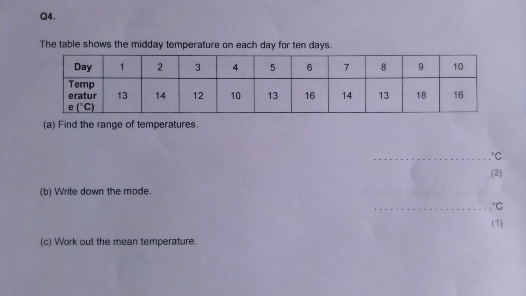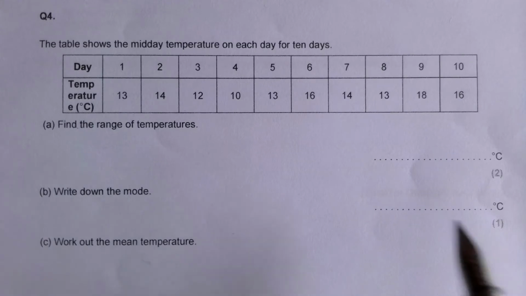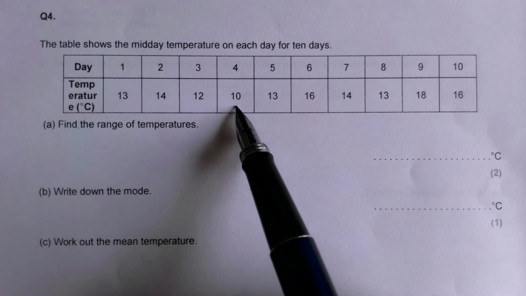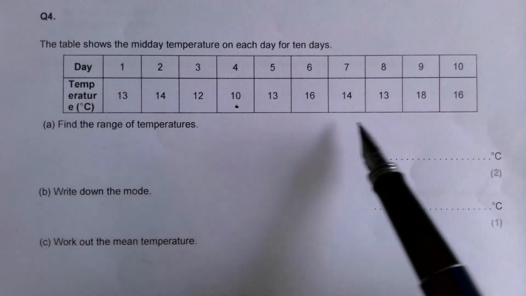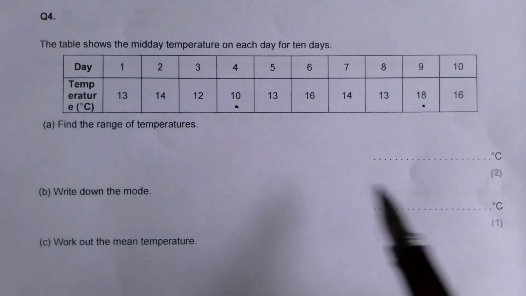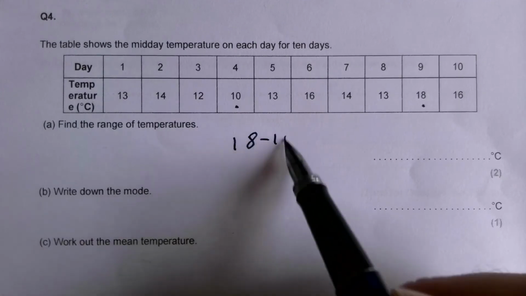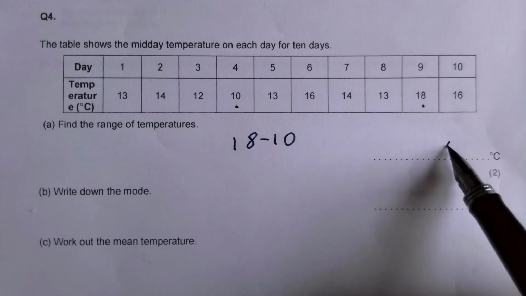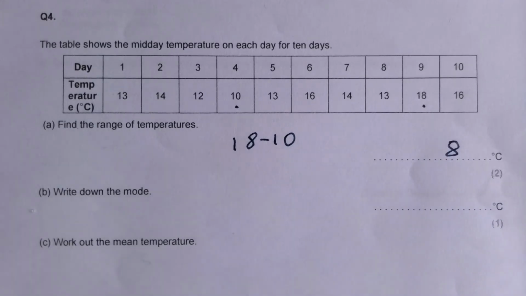Right then, so question 4. Pause the video as ever, have a go, and then mark what you've done. So the range of temperatures, well, I'm looking for the smallest. I think 10 is the smallest, and I'm looking for the biggest, and I think 18 is the biggest. So 18 take 10, there's 2 marks for this. If you just got that written down, that's 1 mark. If you've got 8 degrees Celsius being the amount at which the temperatures vary, that is correct.